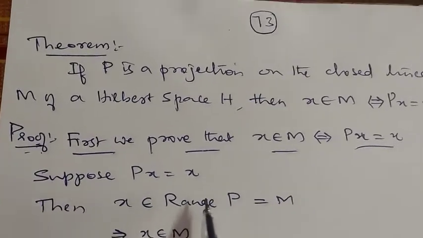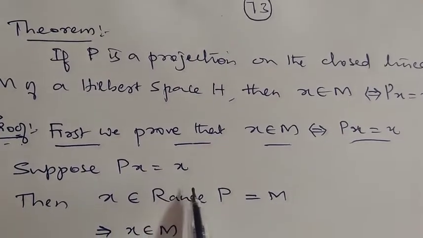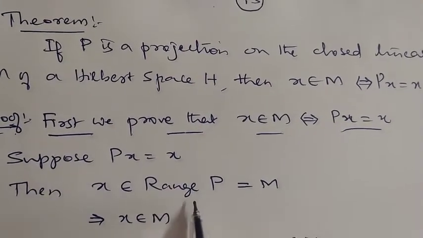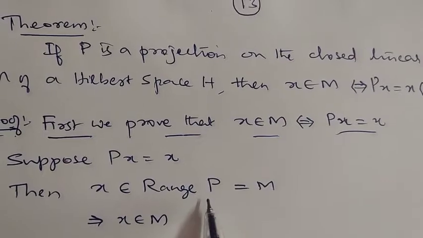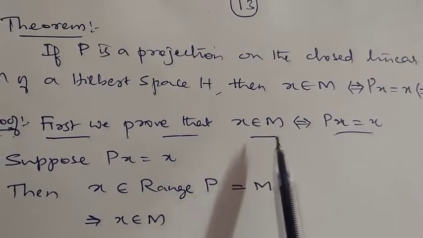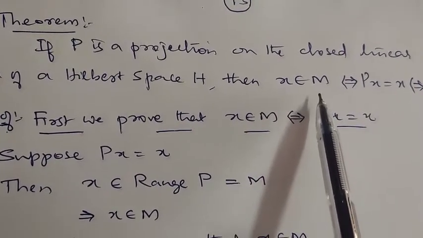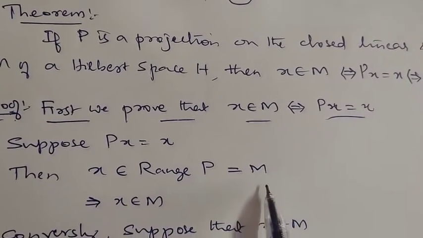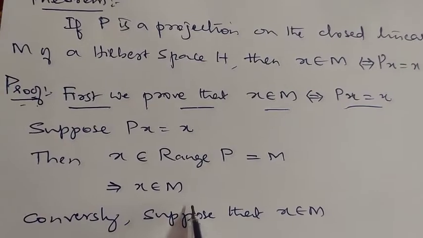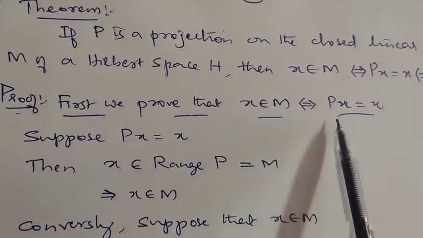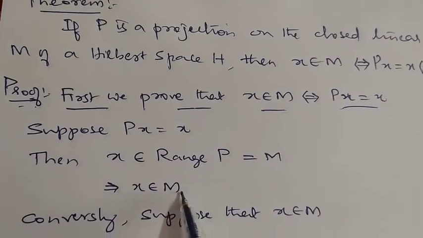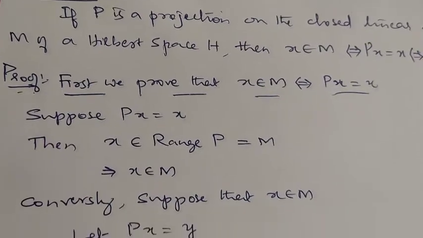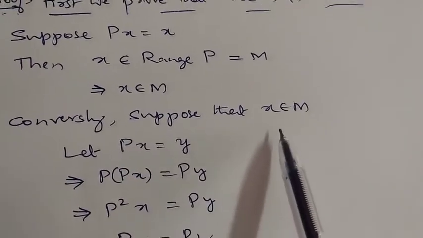Suppose P of X is equal to X. P of X is equal to X means by definition X belongs to range of P. But range of P is nothing but M, because P is a projection on M means the range of P is M. So X belongs to range of P, that's equal to M, implies X belongs to M. So we have assumed that P of X is equal to X and we have shown that X belongs to M. Conversely, suppose that X belongs to M.